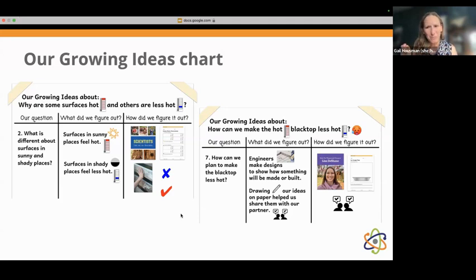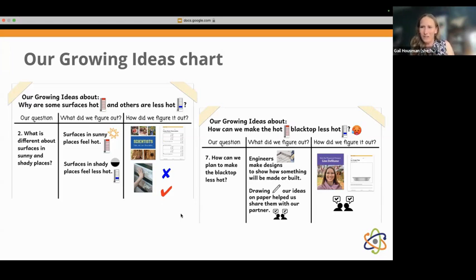And for those of you who might be familiar with OpenSciEd middle school and high school, this chart is the precursor to the progress tracker that they use in middle school and high school. So it's a whole class thing through third grade. And then third grade teachers have the option to transition to an individual progress tracker type thing. In that case, it's called My Growing Ideas chart. So in fourth grade and fifth grade, it's a my chart where I'm thinking about my own work and reflections.